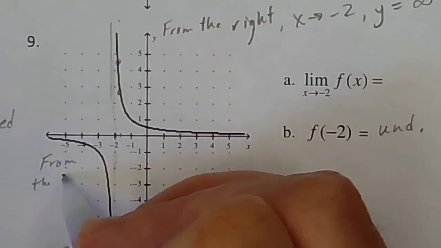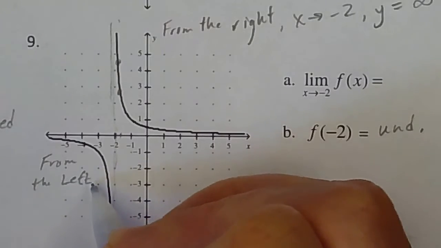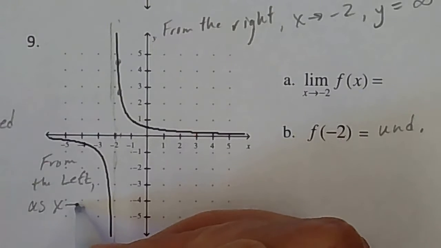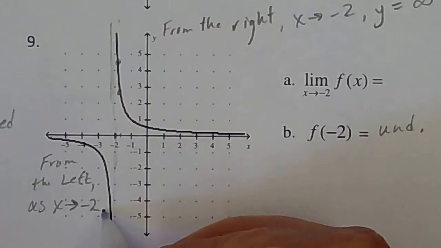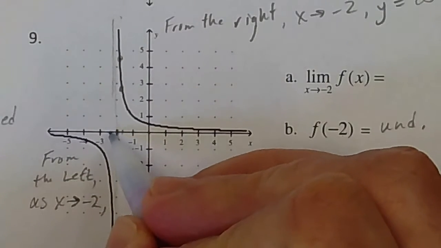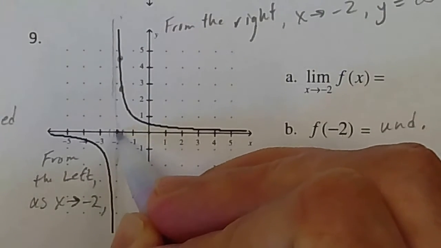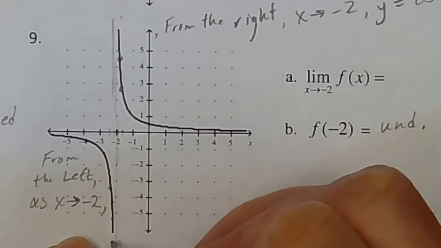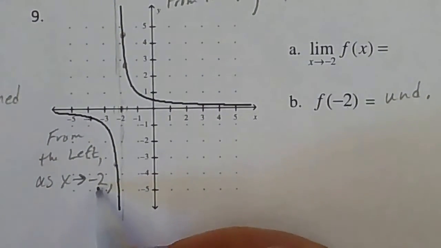So from the left, as x approaches -2, what do we see happening? Well, now I want to look at like -2.2, -2.1, -2.01. These y values are approaching negative infinity. So as x approaches -2, y equals negative infinity.